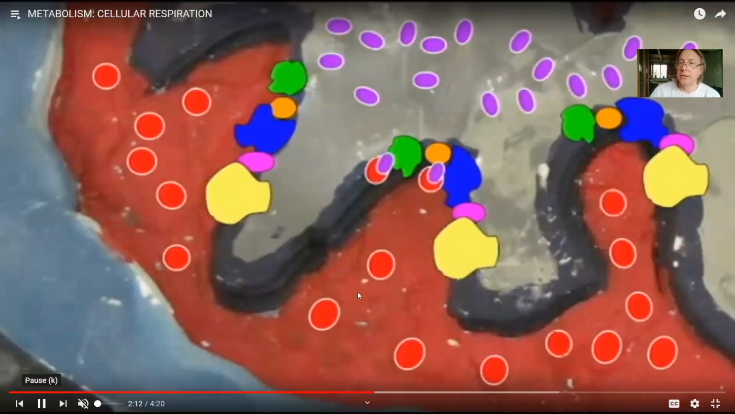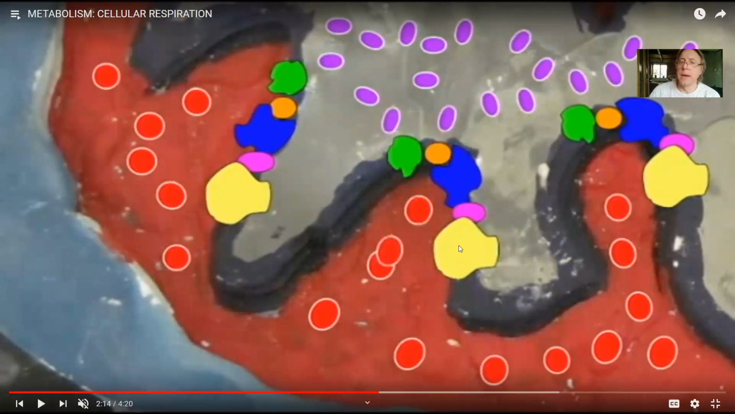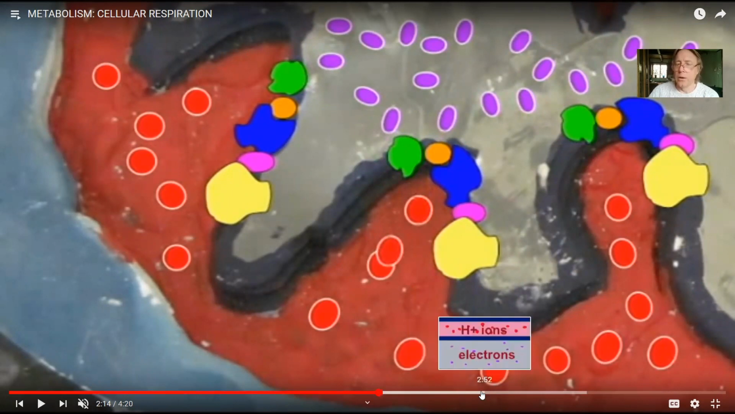So this was hydrogen from the food you ate. It got passed along a series of carriers in the inner mitochondrial membrane in such a way that the hydrogen ions, the positive parts, end up here in the intermembrane space, while the electrons end up here in the matrix. Now, this is not stable, all right?